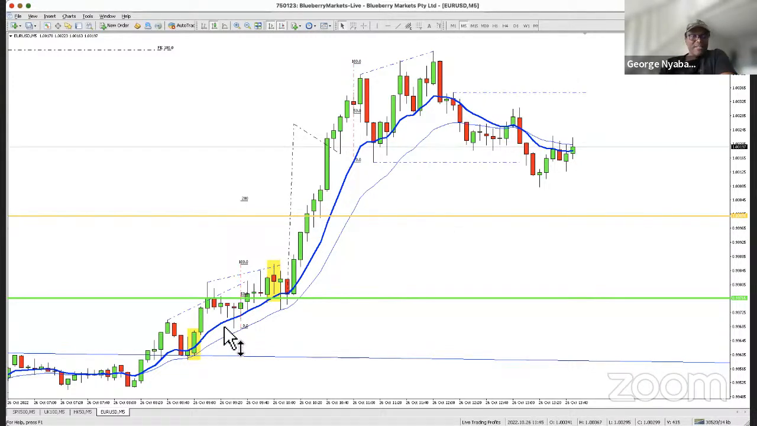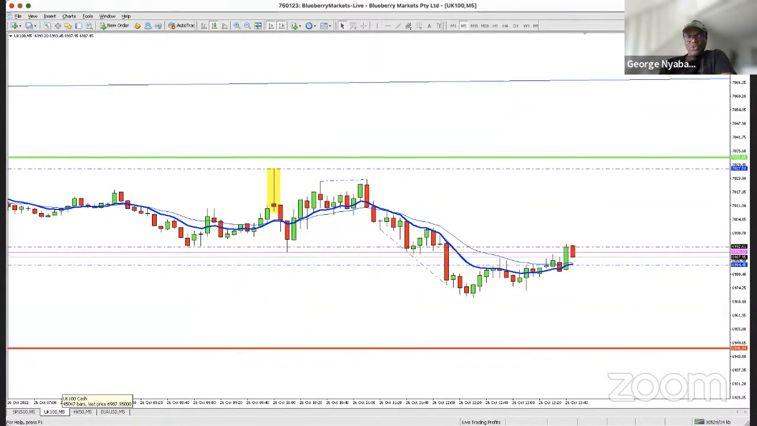Now, while we wait for that, let's have a quick look. I'm not talking about Hang Seng 50. But let's have a look at UK 100.